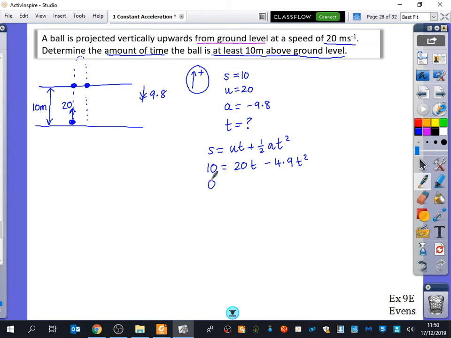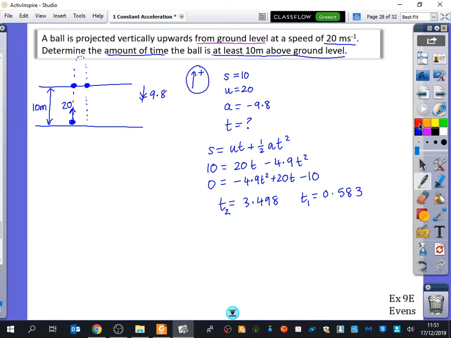So if I rearrange this, I might as well leave it on this side. I've got minus 4.9 t squared plus 20t minus 10. Get our equation solver. And you've got your two times. Now I'm not going to round them just yet because it's not my final answer. So I've got 3.498 and I've got 0.583. So I'm going to call this one T1 and this one T2 because I've got two different times now.